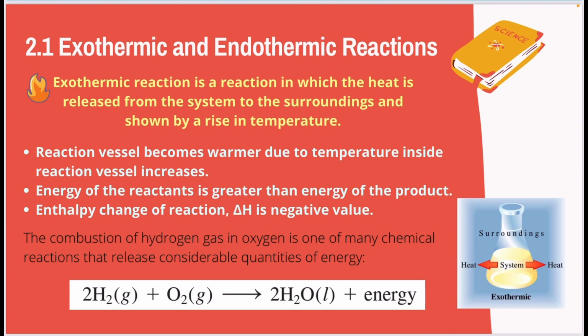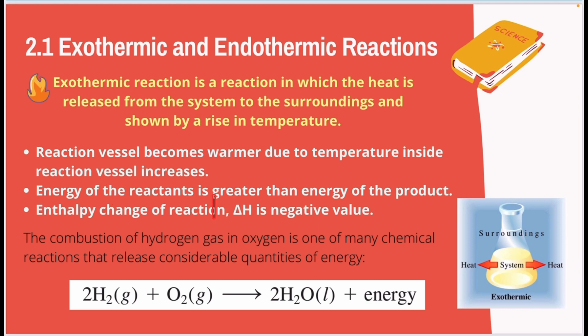Exothermic and endothermic reactions. An exothermic reaction is a reaction in which heat is released from the system to the surroundings, shown by a rise in temperature. You see the reaction vessel becomes warmer because the temperature inside the reaction vessel increases. So inside the vessel, the temperature increases.